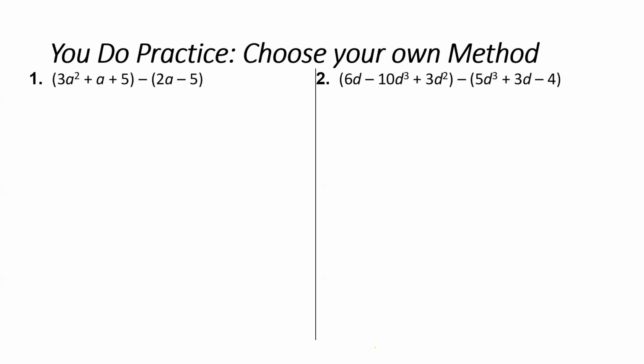Okay, remember, distribute, then combine like terms. Like terms mean they have the same variable, same power. Oh wait, is the first one supposed to be done horizontal? You technically, whatever, choose whichever way you want.